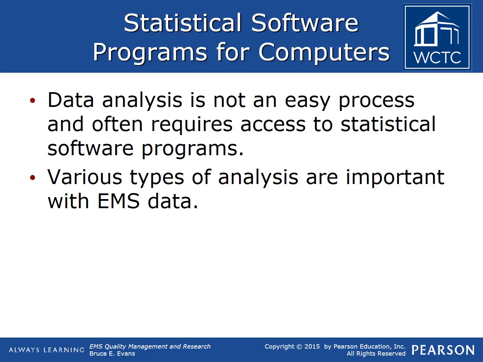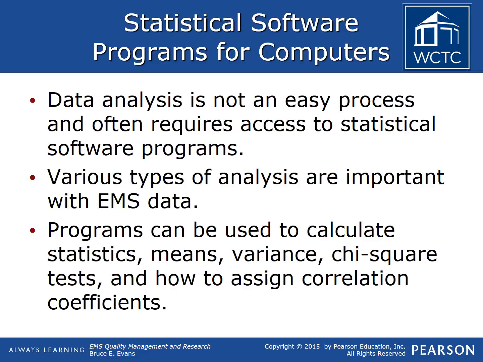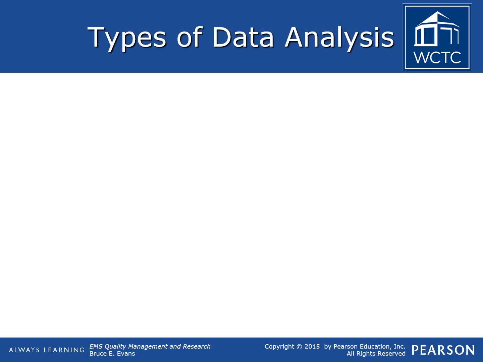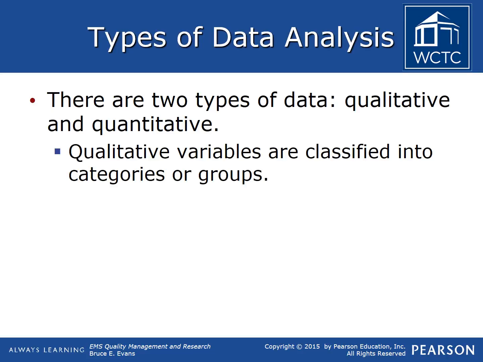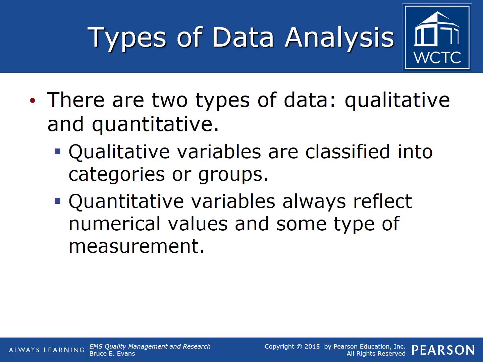Various types of analysis can be required for EMS data, and it is often necessary to ensure whatever software program you are using to evaluate quantitative data can calculate the mean and variance within a dataset, perform chi-square tests, and assign correlation coefficients. As mentioned previously, there are two types of data recognized by researchers, qualitative and quantitative. Qualitative data is non-numeric in nature. This type of data requires variables to be classified into categories or groups through a process known as theming and coding. Quantitative data, on the other hand, is strictly numeric.